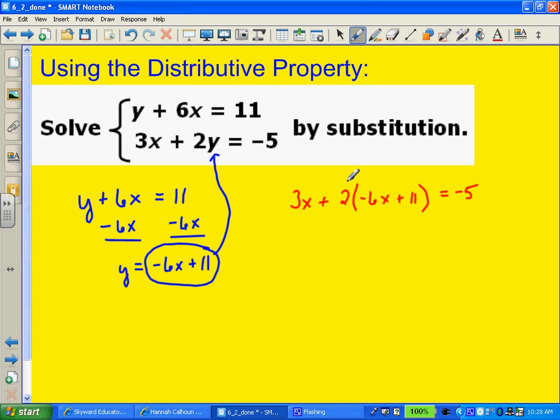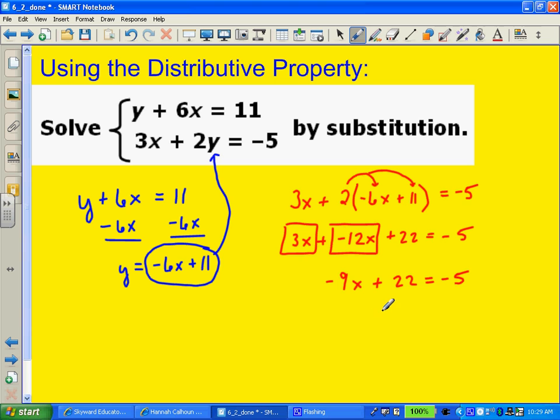And now here's where the distributive property comes in. I have to distribute this 2 through the parentheses. So when I do that, I get 3x plus negative 12x plus 22 equals negative 5. So then if I combine like terms, I've got 3x and negative 12x, so that's negative 9x. And then I have to subtract the 22. So I get negative 9x equals negative 27.